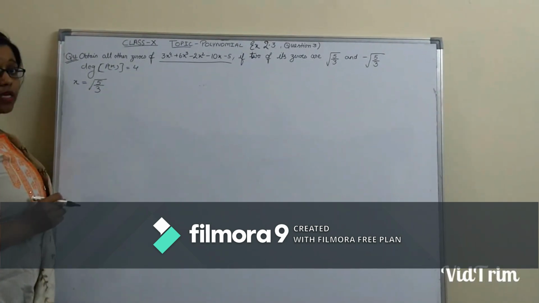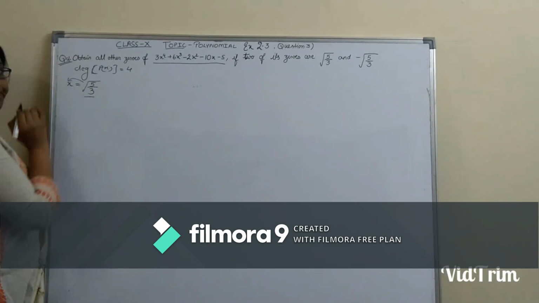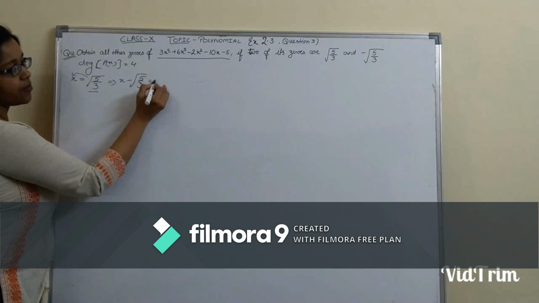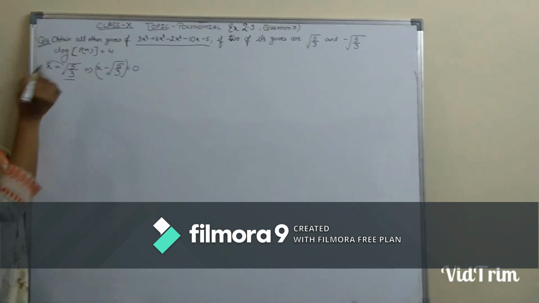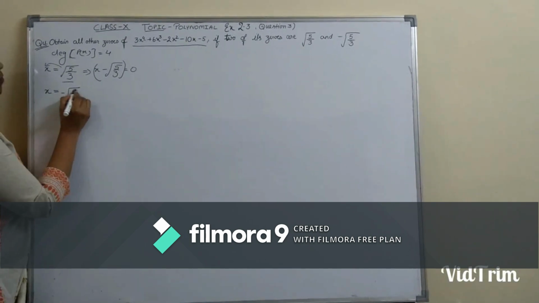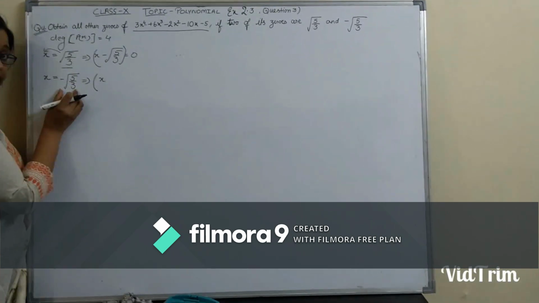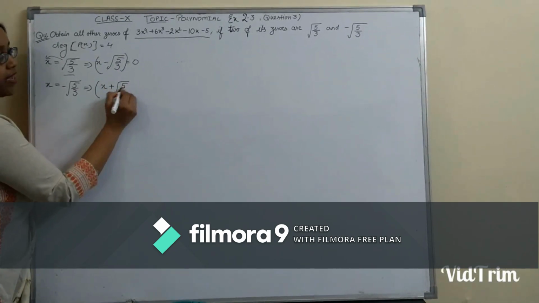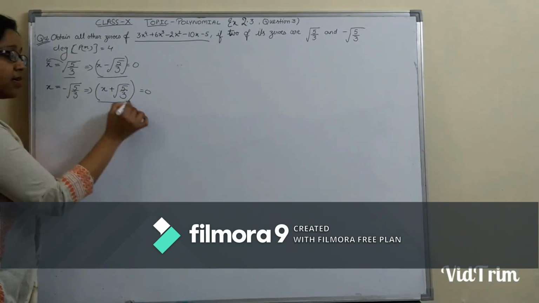Now from this equation, how will we find the factor? We will bring this √5/3 to this side. It will become x - √5/3 = 0. So here we have got one factor. Now to find the next factor, again we write x is equal to -√5/3. Now this is negative, so when it goes to the other side, it becomes plus √5/3. So from here we have found the first factor and this is the second factor.